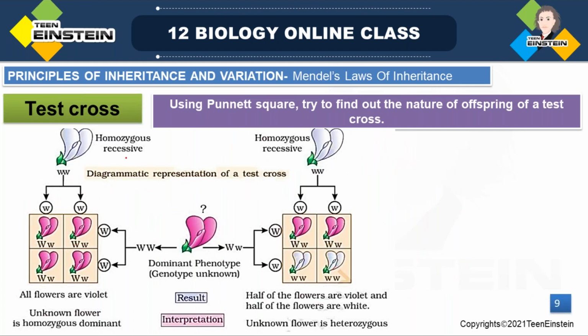So here, let's see what we are going to do here. The same test cross we are going to explain with the help of Punnett square. So here comes the importance of Punnett square. We can easily make out, or we can easily identify the genotype. We can predict by using these combinations. Okay. So here the same test cross we are going to explain with the help of a Punnett square. The same test cross.